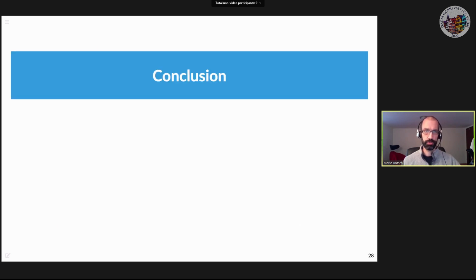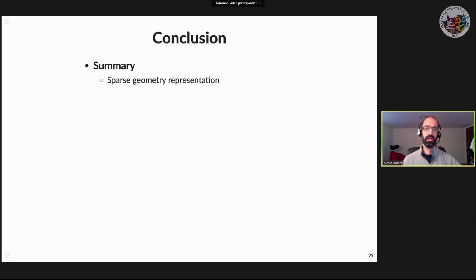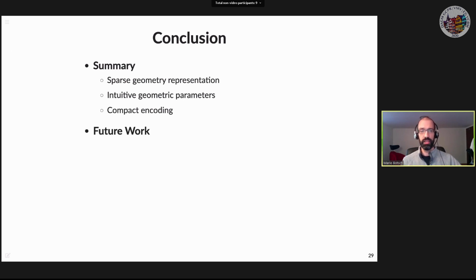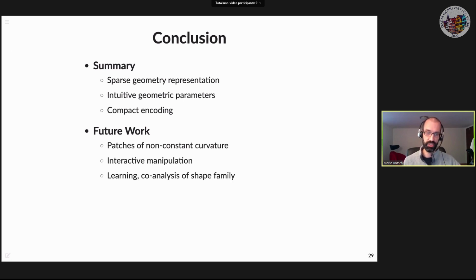So let me conclude. I showed you a sparse geometry representation that in the end takes a mesh and distills it to a small number of geometric intuitive parameters, which gives us a rather compact encoding. This was the understanding part of a 3-year project that is about understanding, manipulating and learning. So future work could basically be the manipulation and the learning.